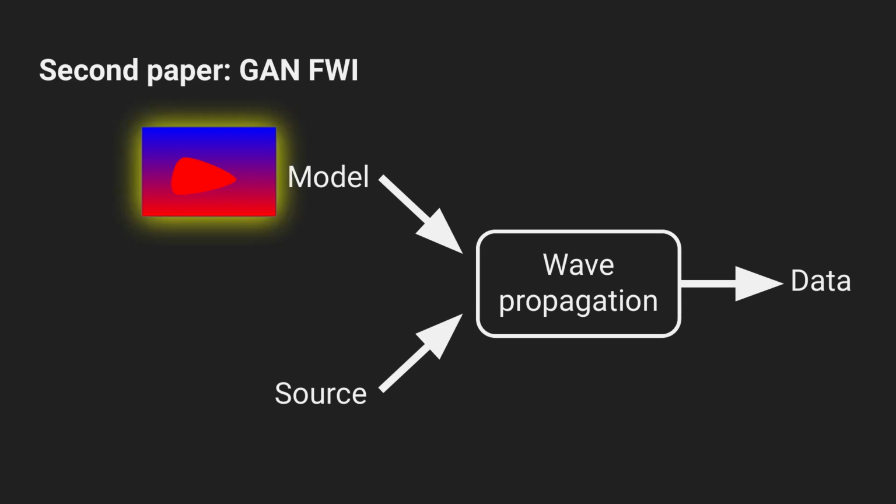The velocity model we use is conventionally a grid of values, but that provides a lot more freedom than we need. For example, a randomly chosen grid of values is not a plausible seismic velocity model.